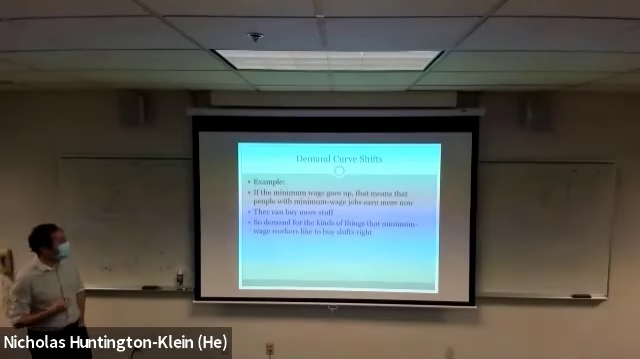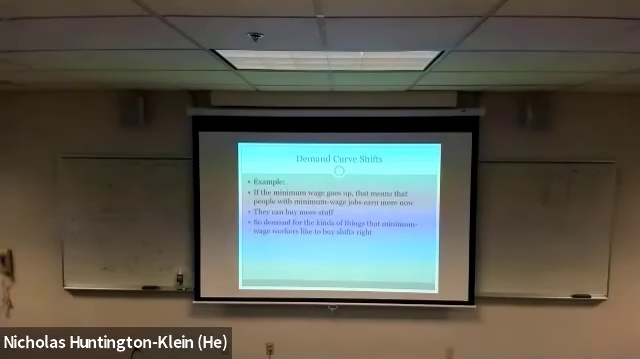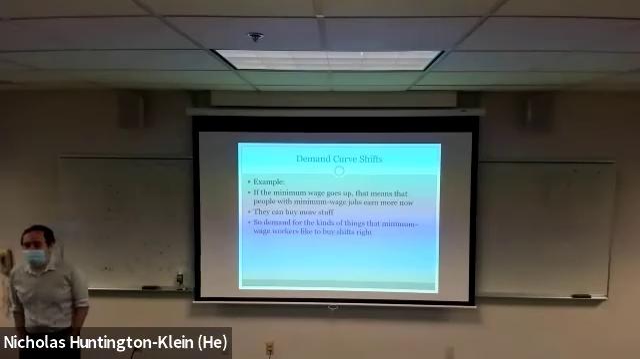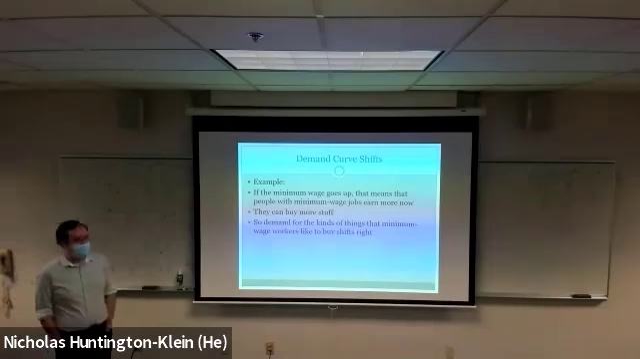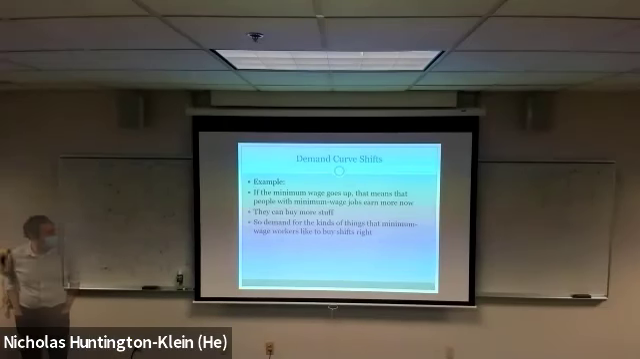So an example, if the minimum wage goes up, people who have minimum wages get more money. Their incomes go up. They can buy more stuff. So demand for the kinds of things that minimum wage workers would like to buy shifts to the right. As the incomes are higher for that group, they can afford more stuff. Demand is going to go up for those products.